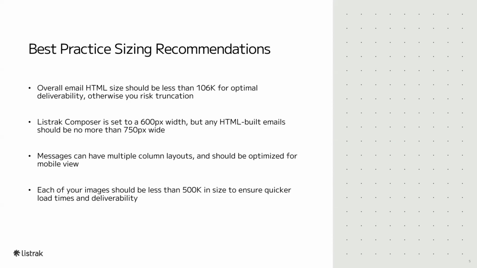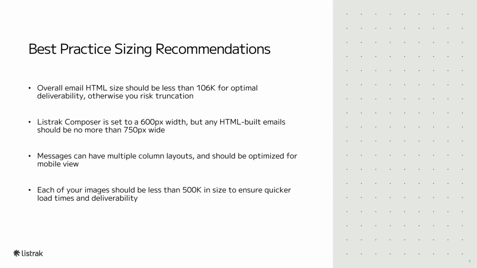Listrak Composer sets messages at 600 pixels wide. It is possible to add HTML into messages. We advise not adding anything over 700 pixels wide to ensure deliverability and proper previewing of messages. Within Composer, you can have multiple column layouts. You can have two, three, or four column options. There are also options to adjust for mobile view.